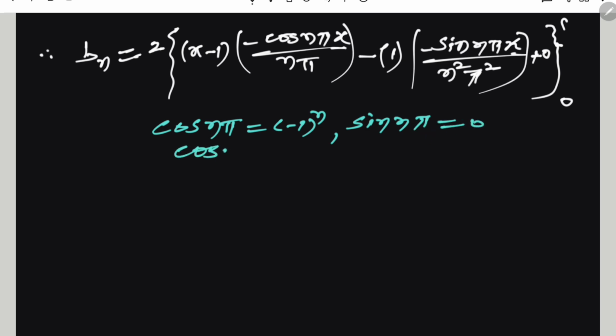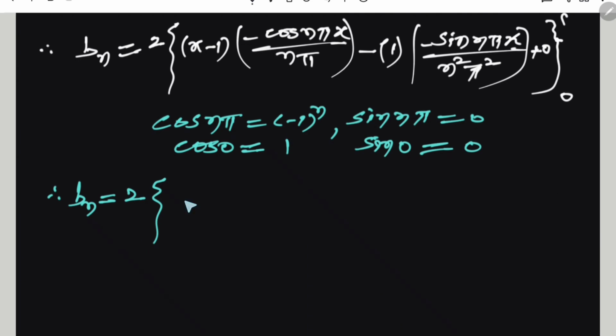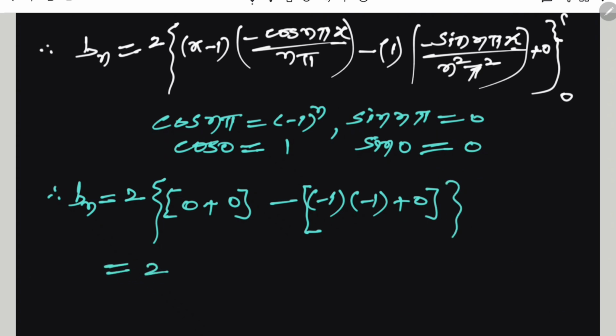When we substitute the upper limit 1, we get the value of Bn as 2 multiplied by 1 minus 1, which is 0, sin n pi is 0, therefore plus 0. Minus, for the lower limit, cos 0 is 1, so it becomes minus 1 into 2, and sin 0 is 0, and therefore the value is minus 2 divided by n pi.